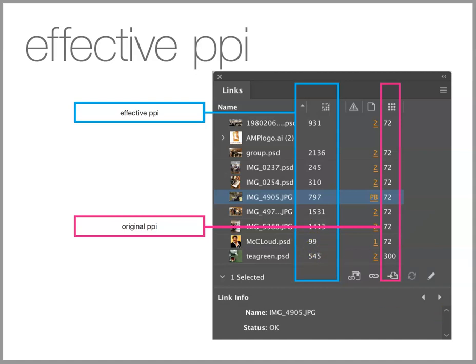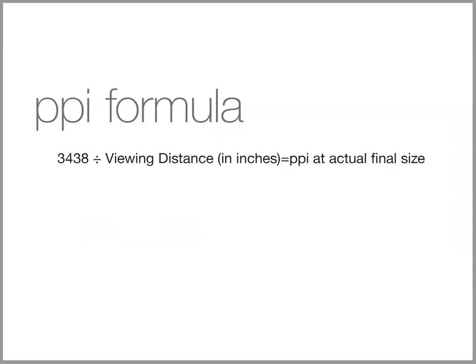So effective PPI, in reality, is all we really care about. Now, there's another formula, and what this formula is talking about is viewing distance. The magic number is 3438, and if you take that number and divide by the viewing distance in inches, it will tell you what the PPI at your final print size needs to be.